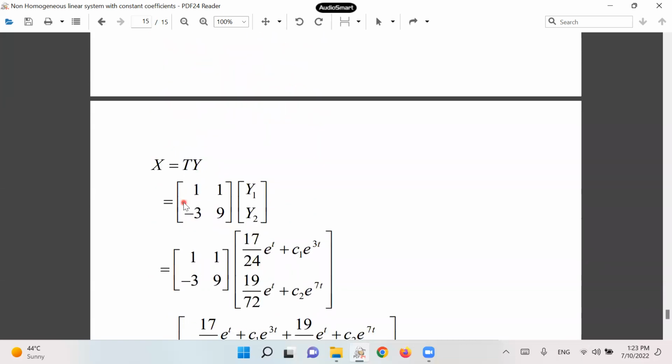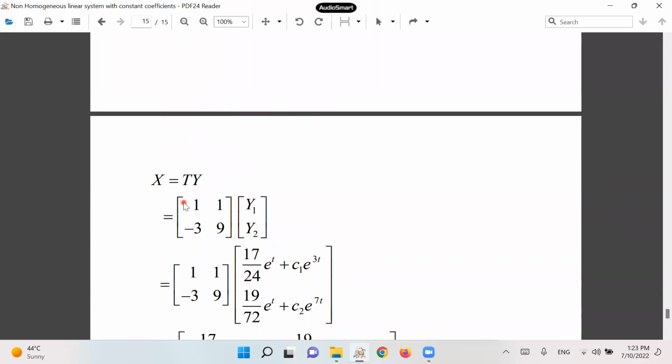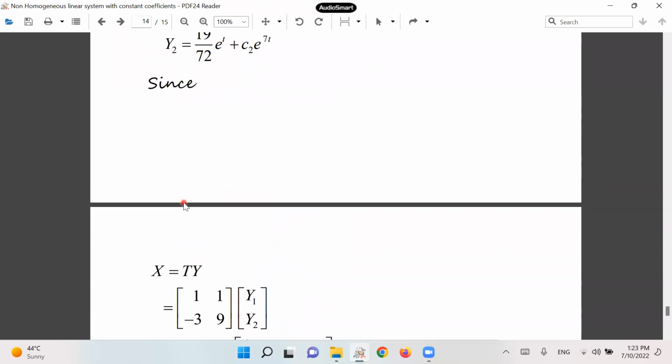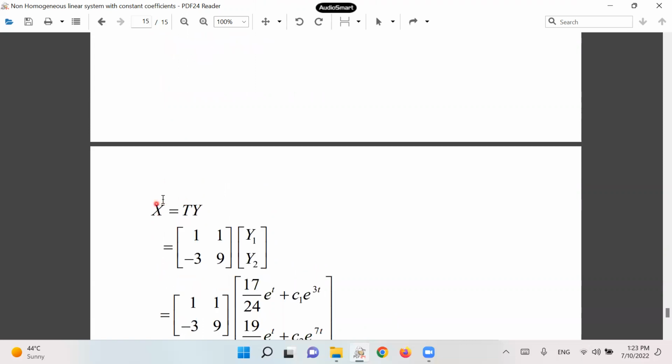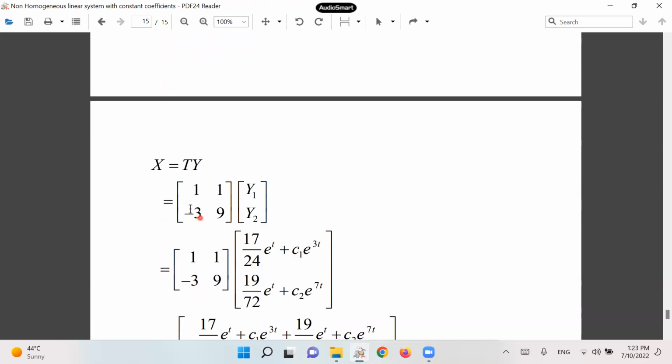Now, we supposed in the first step that the solution of the given non-homogeneous linear system is of the form x equals T y, where T is the matrix. This matrix is actually made of eigenvectors. This is the eigenvector corresponding to the first eigenvalue, and this is the eigenvector corresponding to the second eigenvalue. So the T matrix depends on the eigenvectors. Y is just y1 and y2.